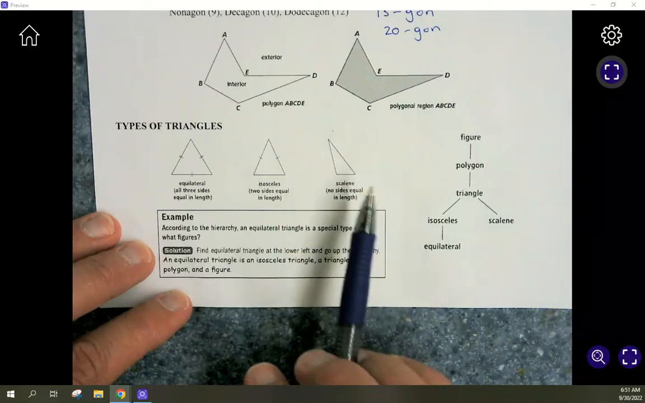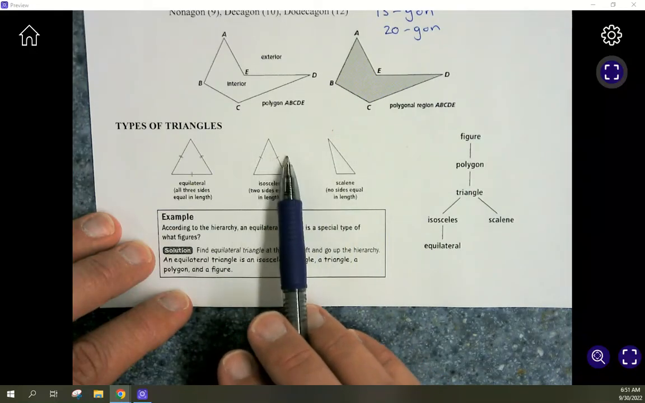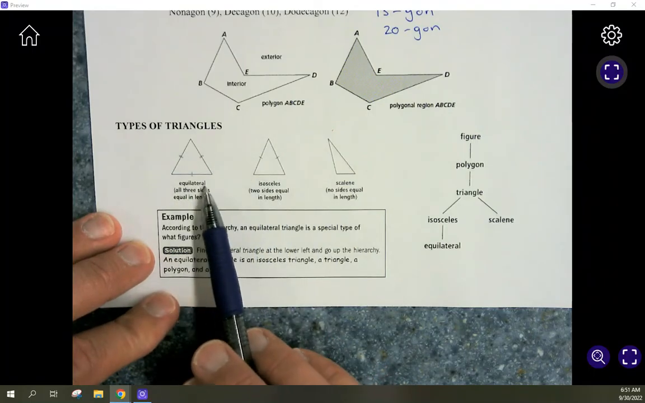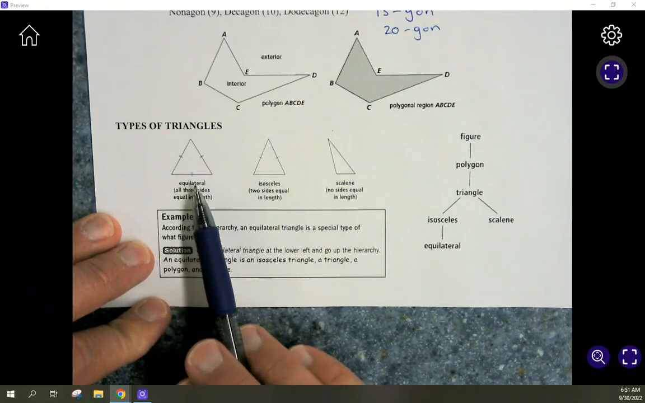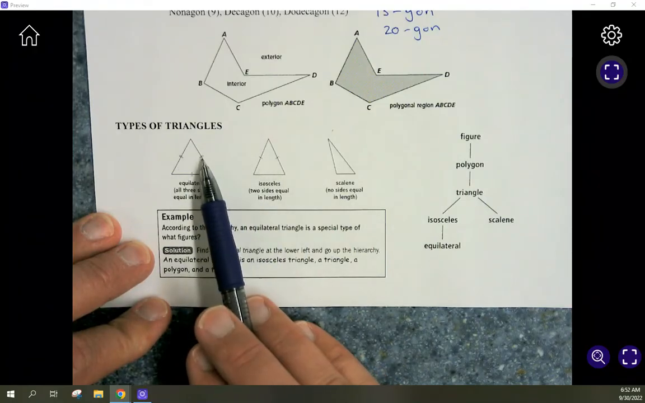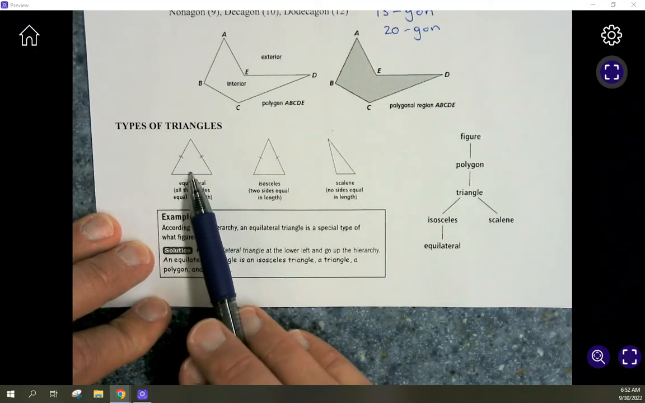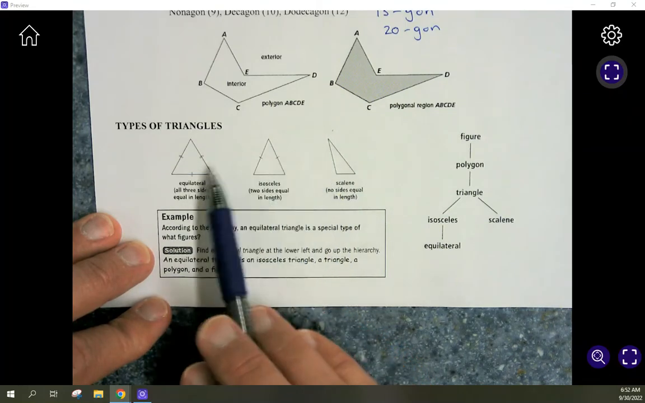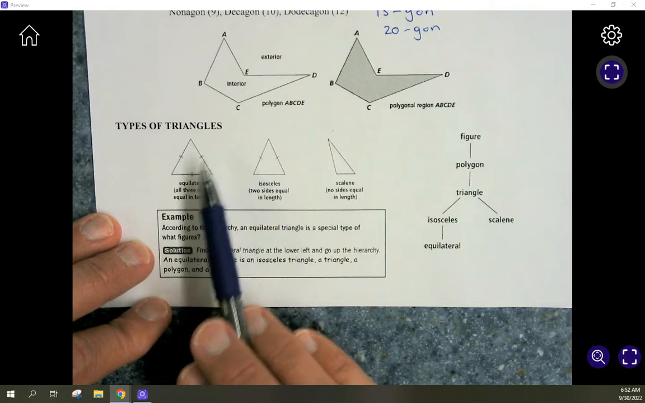Scalene, no sides equal. Isosceles means there's two, and a specific type of isosceles triangle is an equilateral triangle where all three sides are equal. So notice they've got those markings. Now, you see these markings have two little lines. Sometimes that's how they're marked. They could have three. And what you do is you find the matching ones.